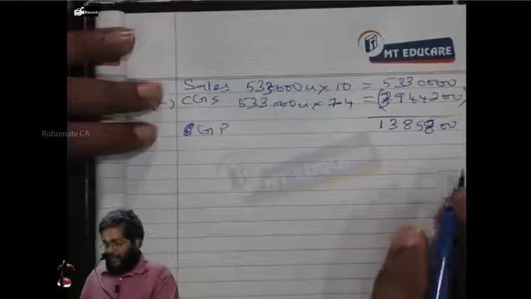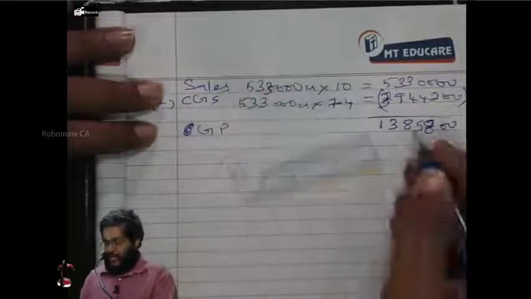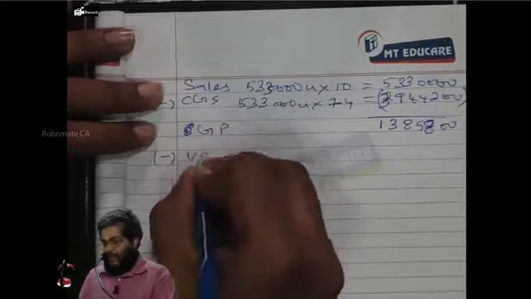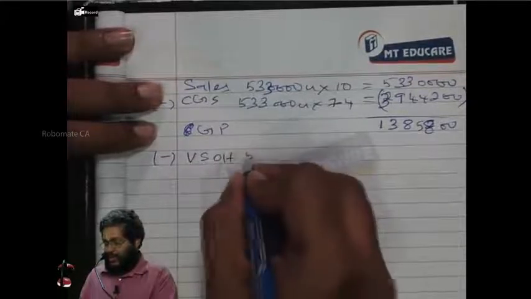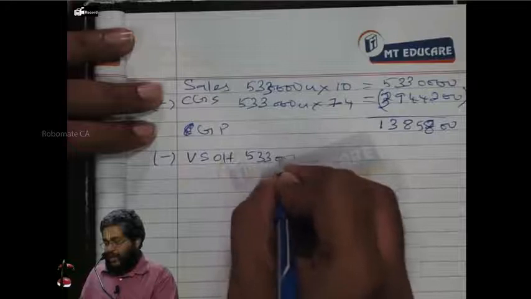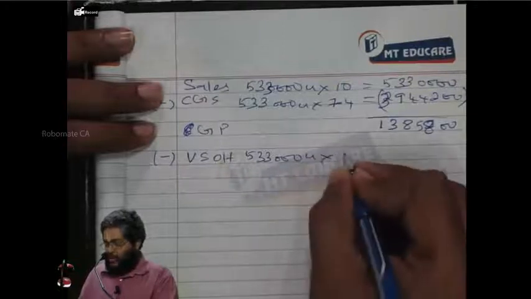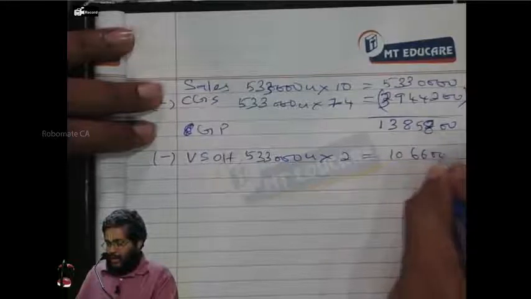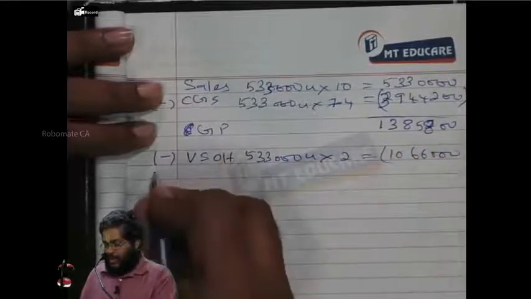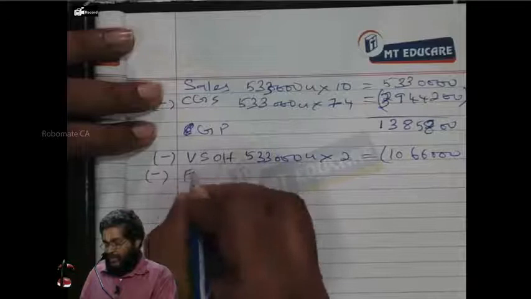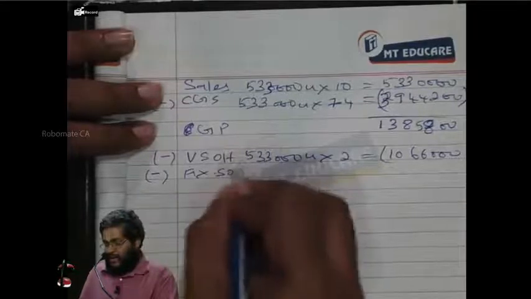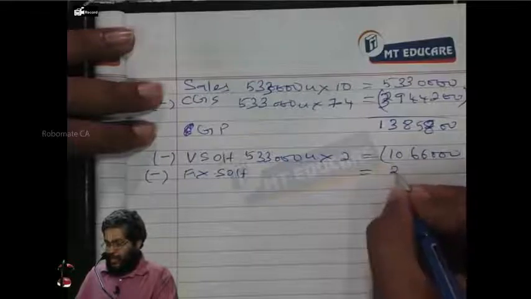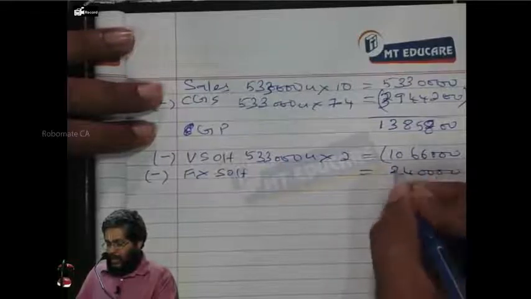Okay. From the gross profit I have to reduce what? The variable selling overheads. Tell me how many units sold? 5,33,000 units into 2 rupees is how much? 10,66,000. From this I also reduce the fixed selling overheads, 2,40,000, which is given straight away. Right or not?